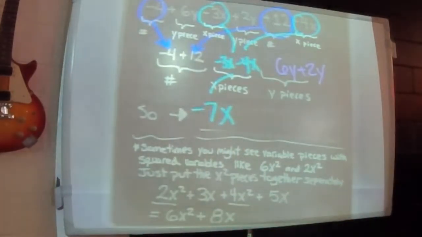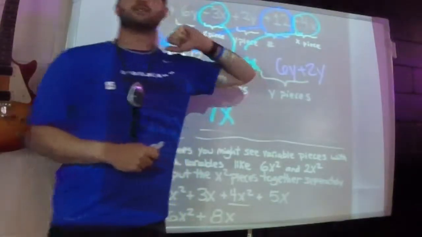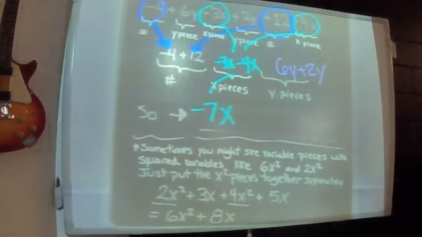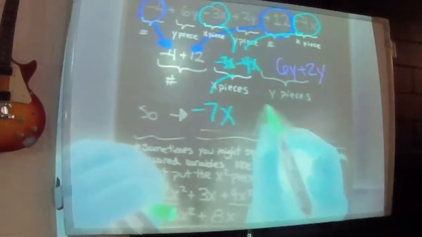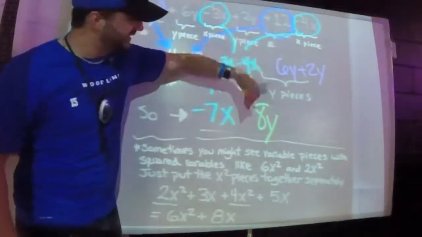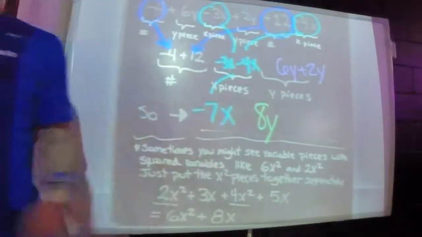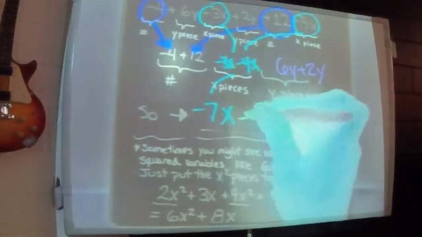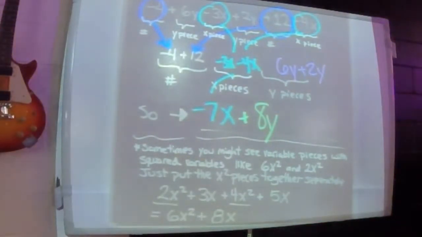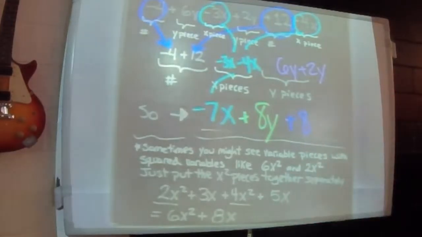-7x. All right, your y pieces. I've got 6y and 2y, both positive. 8y, plus y. Yeah, I'm going to put 8y here. And then because this is a different term, I need a sign right here. Plus, I'm going to put a plus because this is a positive 8y. And then I look at my numbers, and I've got -4 and +12. It is a +8, so I'm going to put a +8.